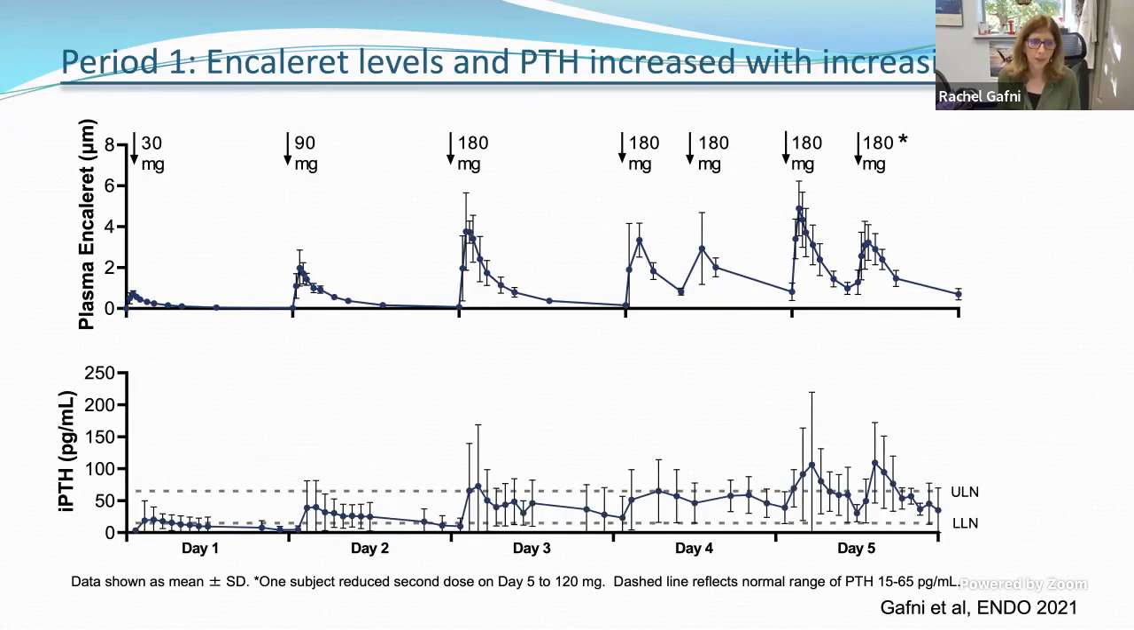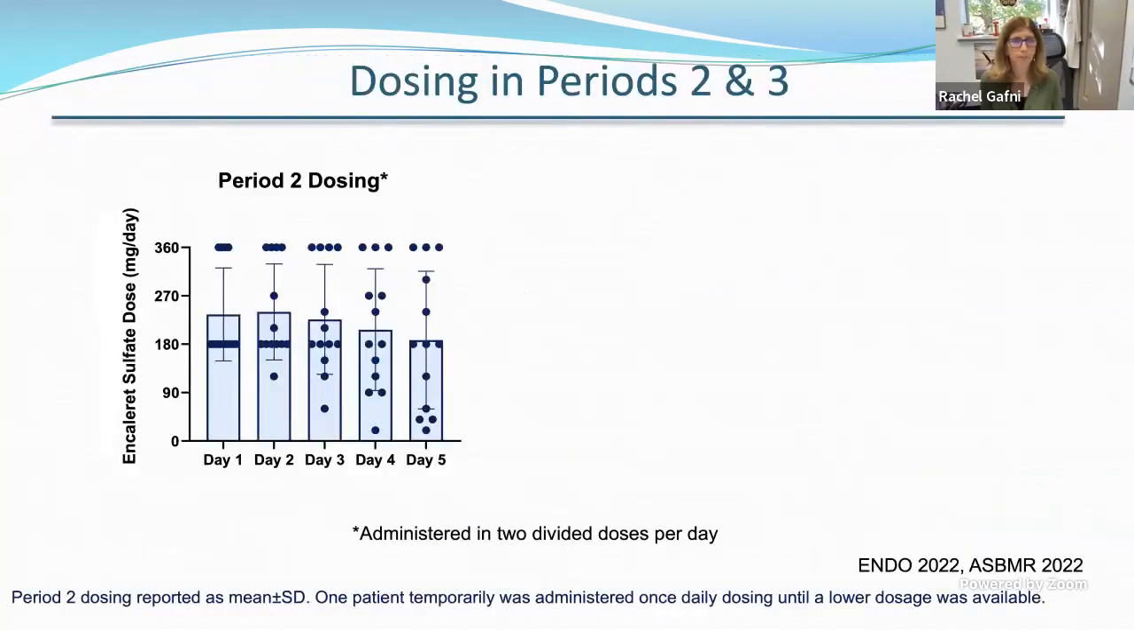The PTH levels mirrored these rises in blood Encalaret levels. You can see on day 1, a very low PTH level bumping up a little bit, but by the time we were getting into days 2, 3, 4, and 5, the PTH levels were staying well within the normal range or even slightly above on those days.